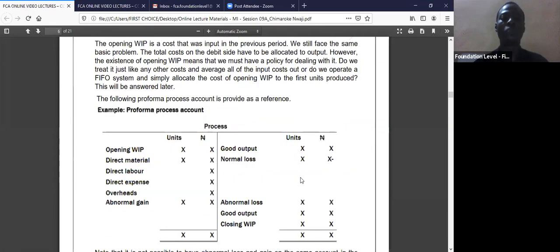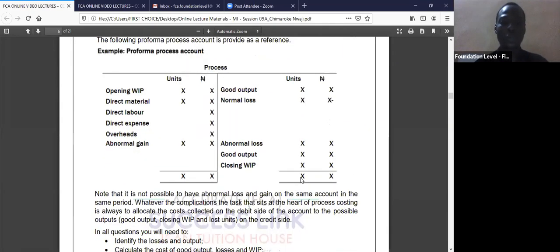We now went to see the pro forma. This pro forma should be your guidance. We said there's going to be an opening work in progress, because that work in progress will have some elements of material. You must show the units that are incomplete, and you will show the value. Then the direct material, you are going to show how many units is that and the value. Then labor and direct labor, direct expenses, overhead, all these are called conversion costs.